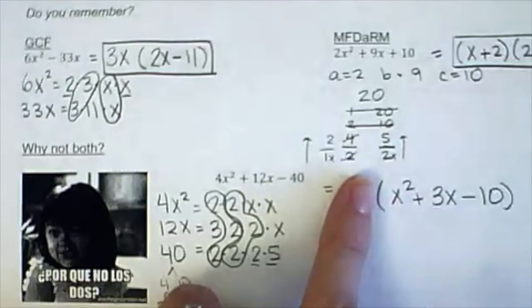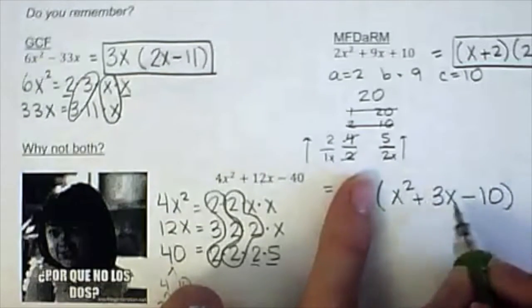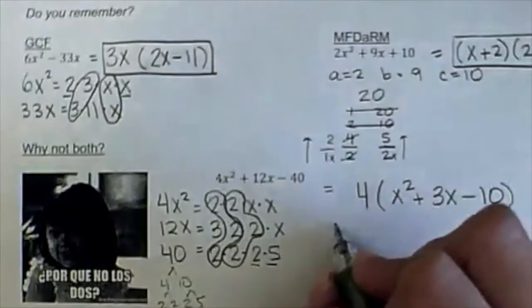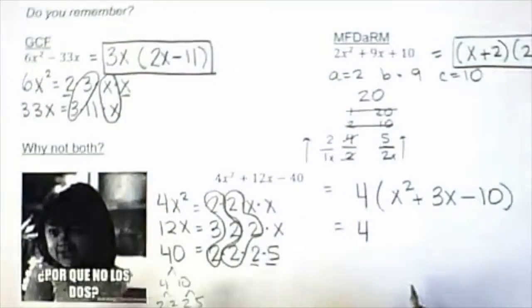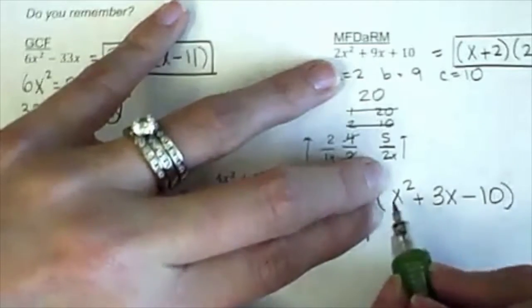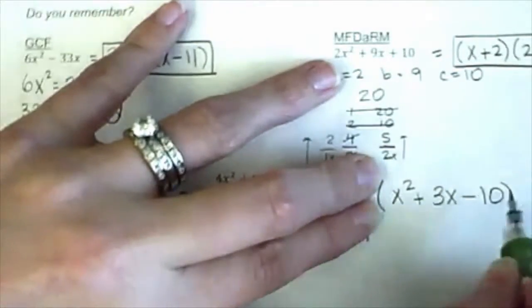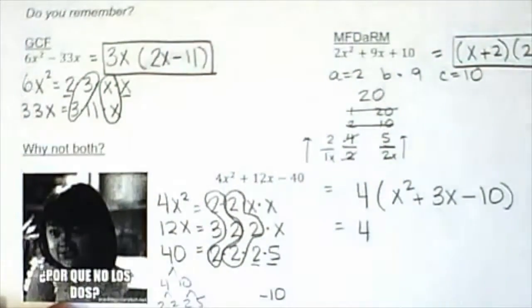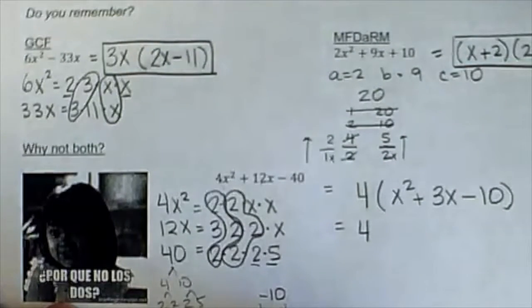Once I've done that process, I see a trinomial, which tells me that I can do MIFDARM. So I'm going to take the 4 and write it down, and then I'm going to do MIFDARM on the remaining process. So x squared plus 3x minus 10. My a is 1, my c is negative 10. So 1 times negative 10 is negative 10. My factors 1 and 10, 2 and 5.